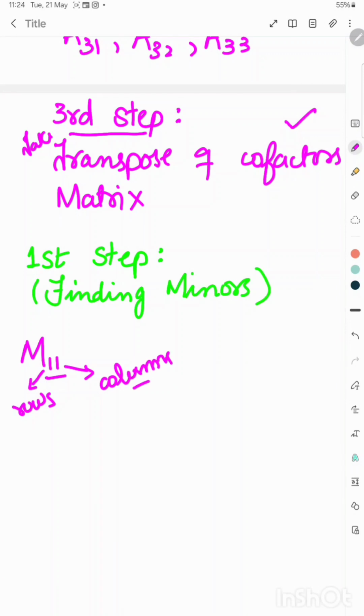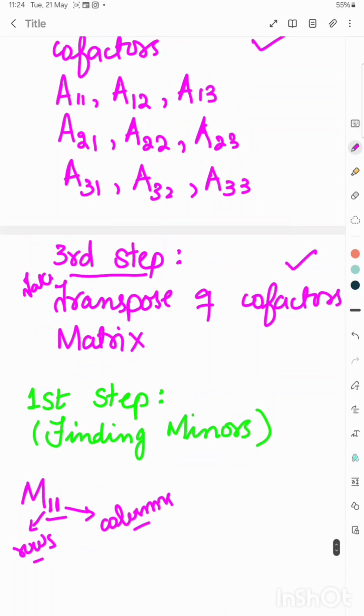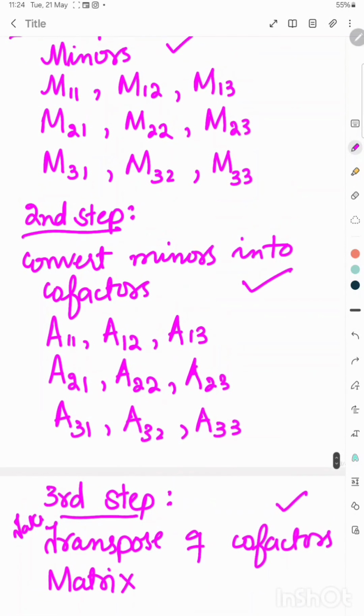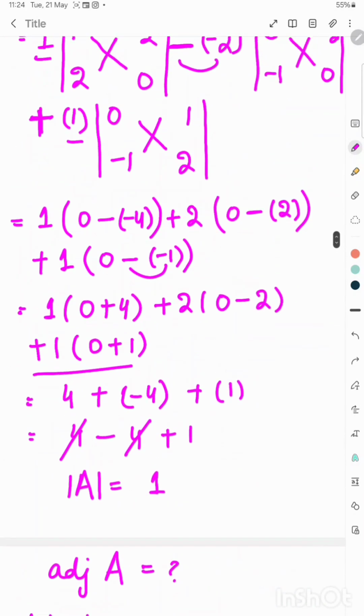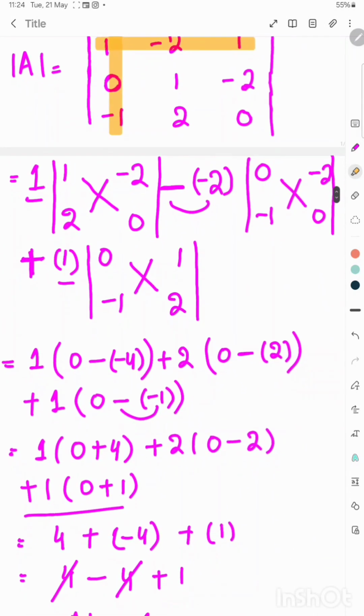So what this means is that I will just remove the first row and first column from the matrix and write the remaining elements. That will become my first minor. So our given matrix is here. Here I will eliminate the first row and first column. What remains is 1, minus 2, 2, 0. So I will write these 4 numbers here.